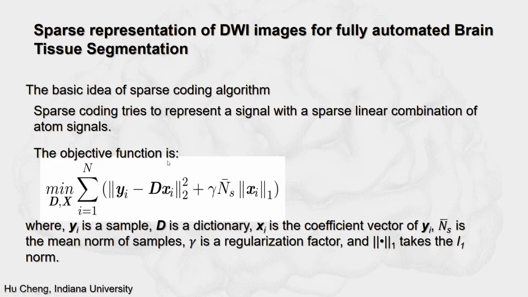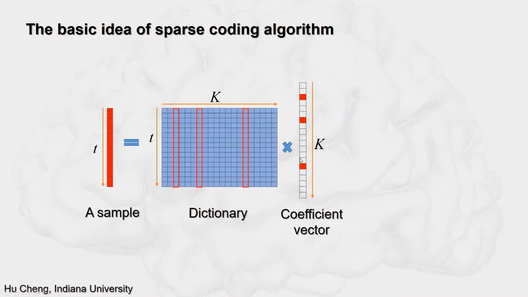Here's the objective function. There are two important parameters, n and gamma. n is the predefined number of atoms, and gamma is a regularization factor that determines the sparsity. Maybe it can be better described schematically by this diagram.